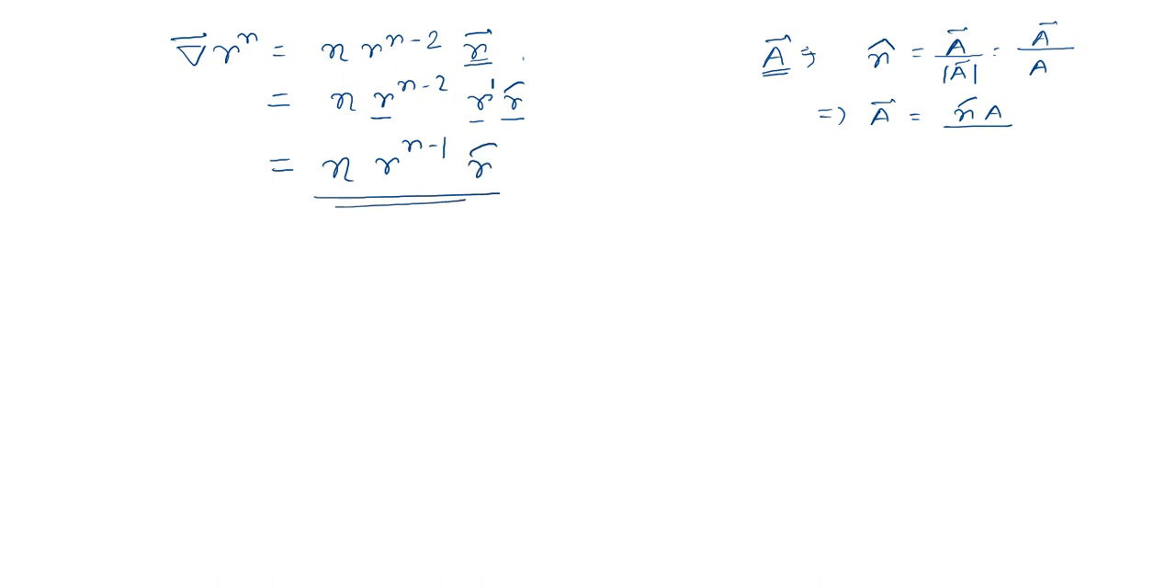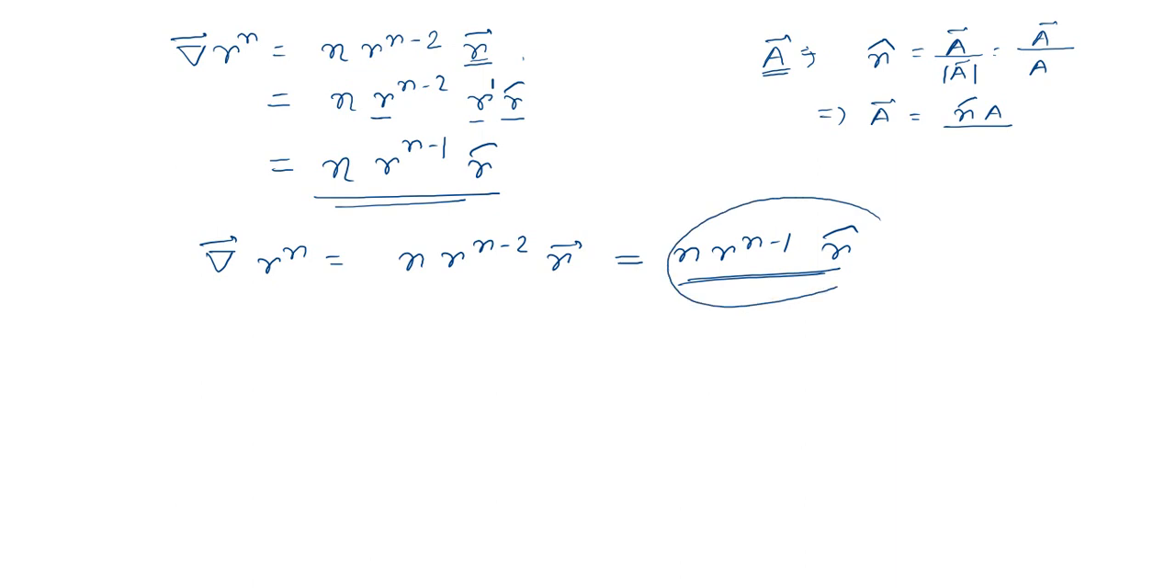So is it not simple? Now our formula is complete: gradient of r to the power n, either we can write it as n r to the power n minus 2 r vector, or it is equivalent to n r to the power n minus 1 r cap. I will suggest you just remember this one, because it is quite similar to d by dr of r to the power n, right? So if you remember that one, you can easily move in this way.